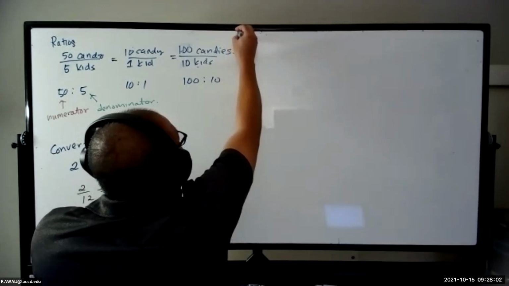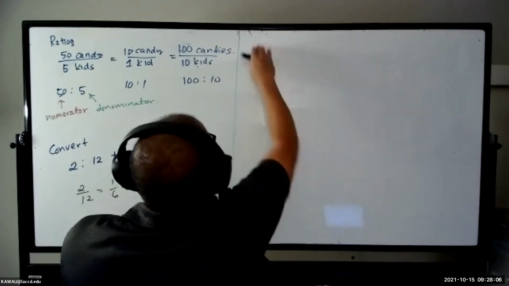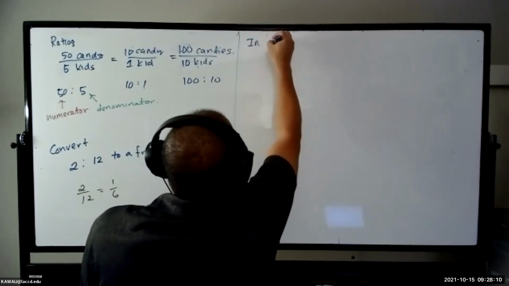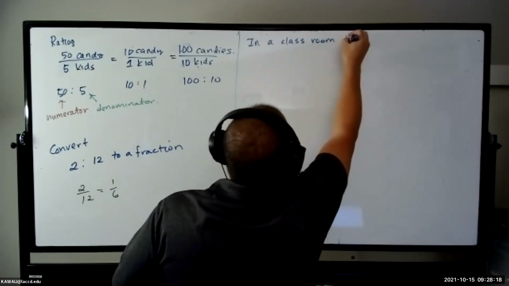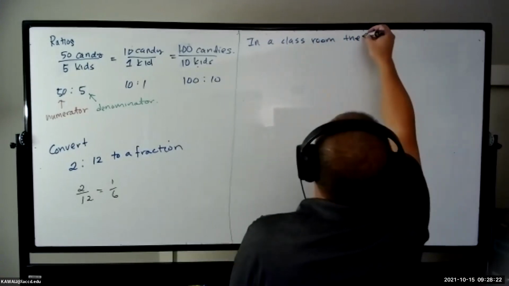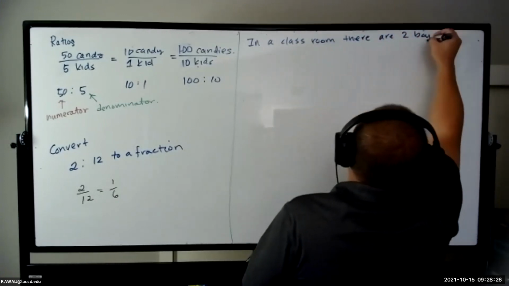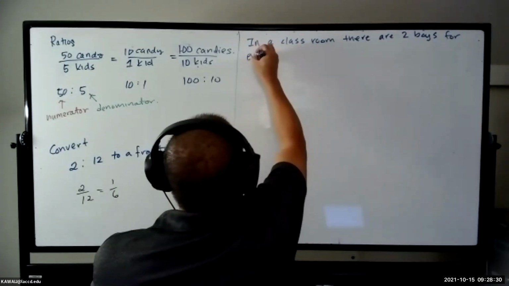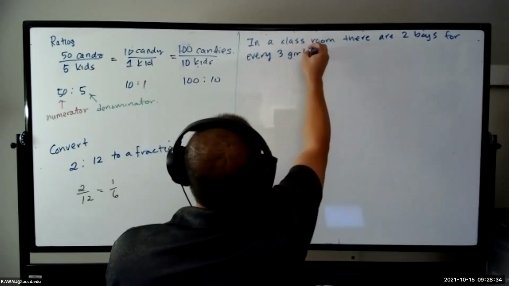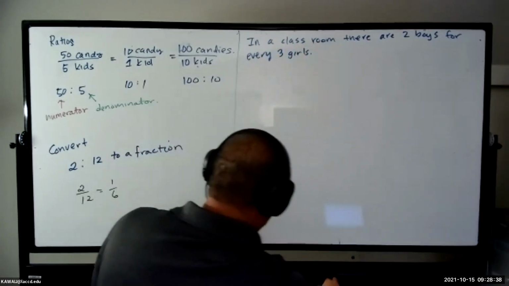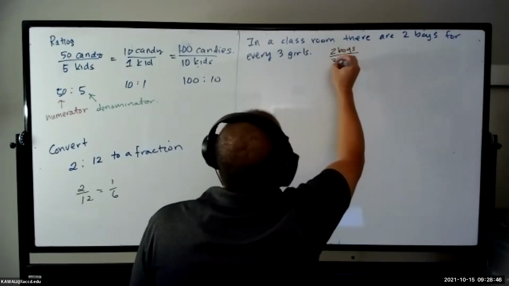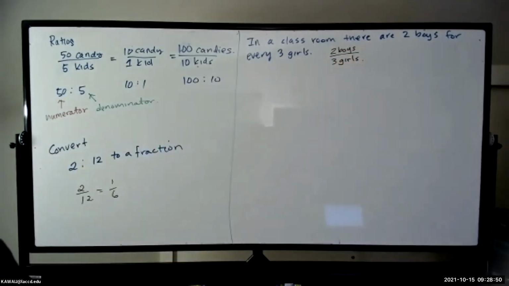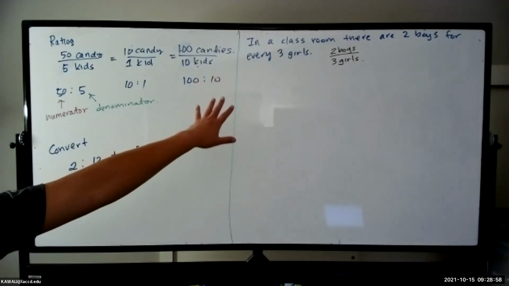Okay, now, let's look at some ratio word problems in a classroom. There are 2 boys for every 3 girls. So this gives me the fraction 2 boys over 3 girls. Okay. So that's my basic information about my classroom.